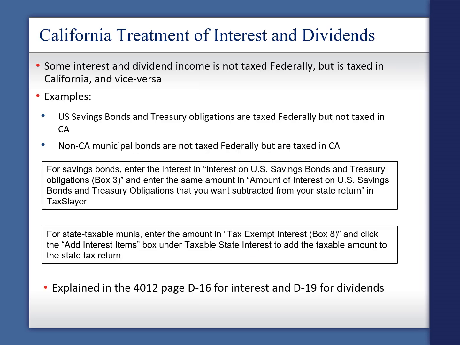In California, some interest and dividend income is not taxed federally, but is taxed in California, and vice versa. Some examples of these are U.S. savings bonds and treasury obligations, which are taxed federally, but not taxed in California. Non-California municipal bonds are not taxed federally, but are taxed in California. For more reference information, go to Publication 4012, page D16 for interest, and page D19 for dividends.